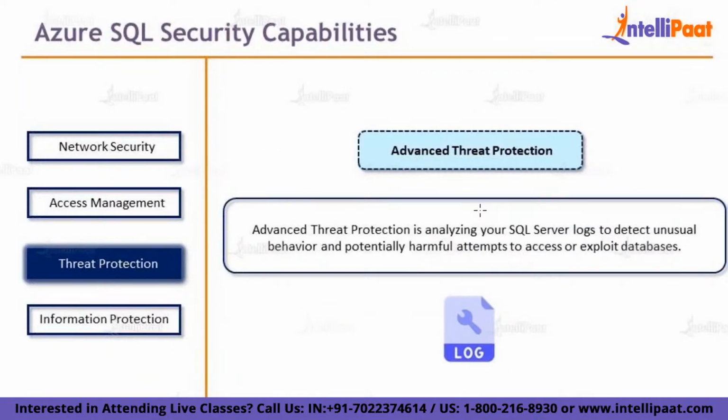Let's talk about advanced threat protection. Advanced threat protection analyzes your SQL Server logs and detects unusual behavior and potentially harmful attempts to access and exploit databases. Again, this is something that you have to enable. Microsoft by default doesn't enable it because of your data privacy. If you enable it, Microsoft can read your log and they can give you suggestions that, hey, I see this loophole, you can fix it.